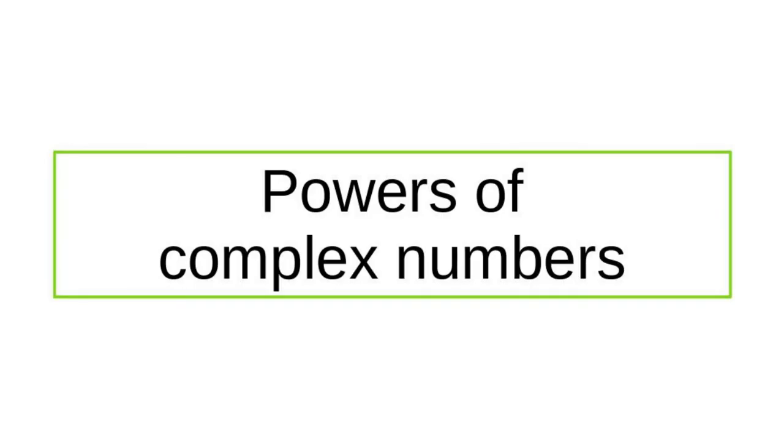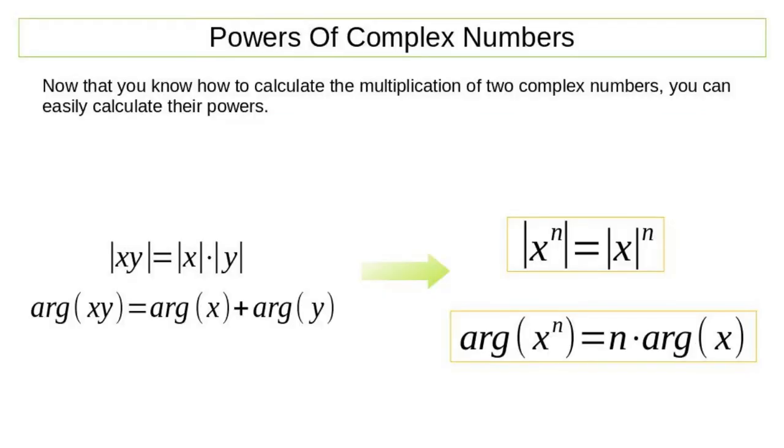In this section we will see how to calculate the powers of complex numbers. We can use the properties we have learnt so far to calculate the nth power of a complex number x. Since the absolute value of the product of two complex numbers is equal to the product of their absolute values, we can take the exponent n out of the absolute value operator.